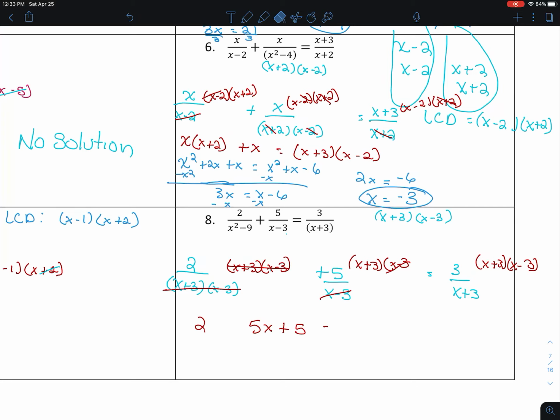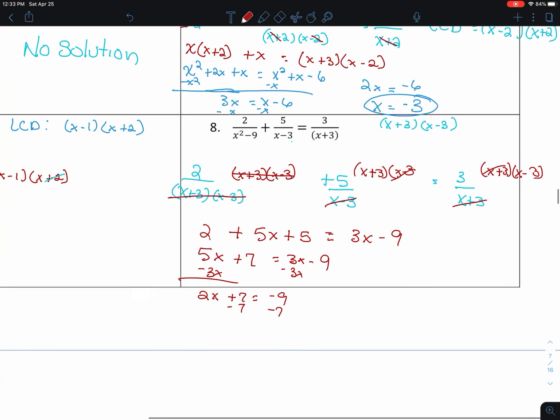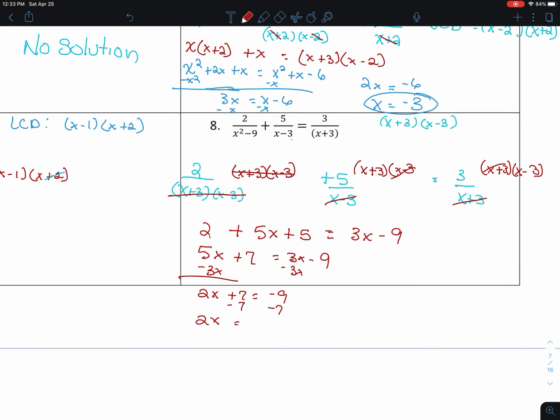And that's going to equal, x plus 3 is canceled, so that's going to equal 3x minus 9. Then once again, I am back to just solving a regular equation using my equation solving skills. I subtract 3x. I get 2x plus 7 equals negative 9. I subtract 7. I get 2x is equal to negative 16. Divide by 2. X is equal to negative 8. There we go, boys and girls.